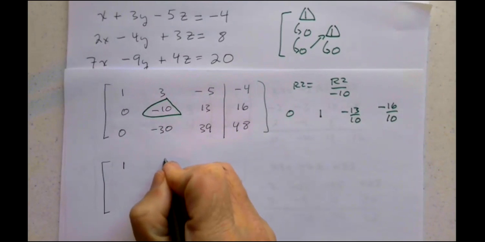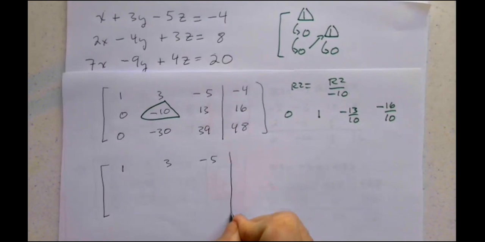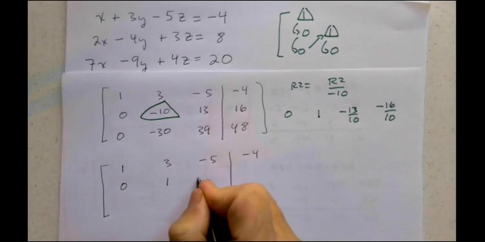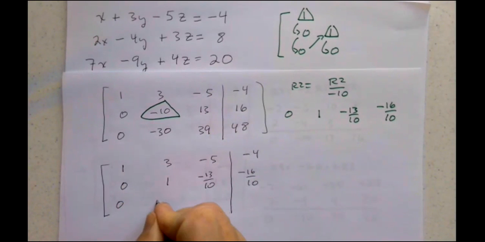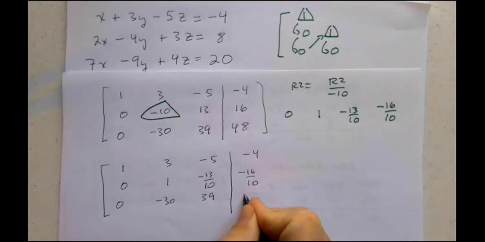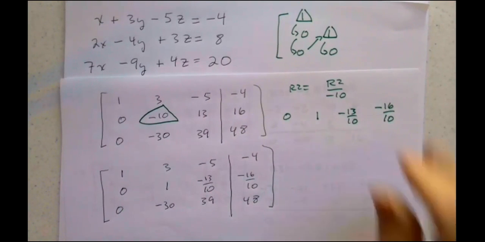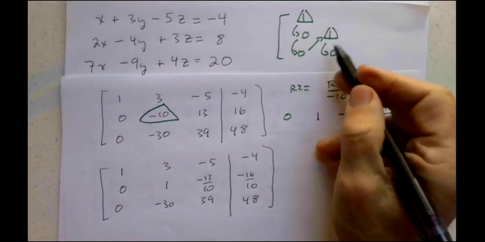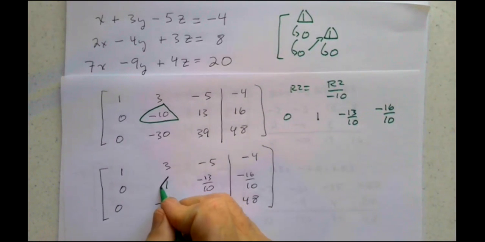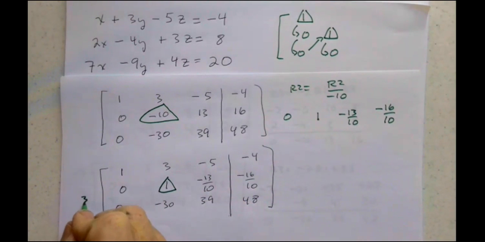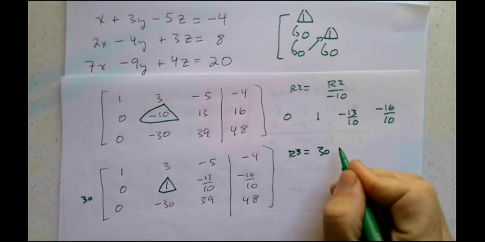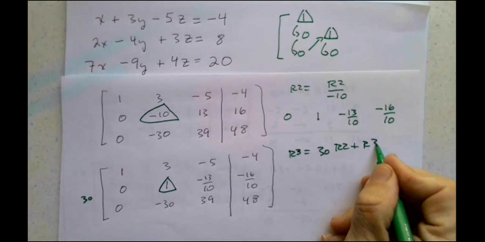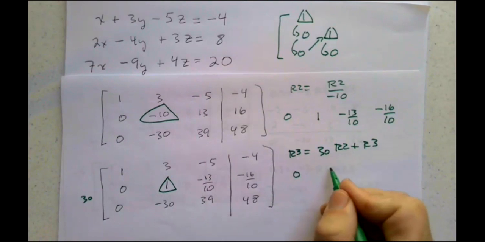So row 1, 1, 3, -5, -4. My new row 2 is 0, 1, -13 tenths, -16 tenths, and 0, -30, 39, 48. So I need to take this pivot and get rid of that negative 30. So I'm going to need to multiply this row by positive 30. So the new row 3 is going to be 30 times row 2 plus row 3. Well, 30 times 0 is 0. 30 times 1 is 30.